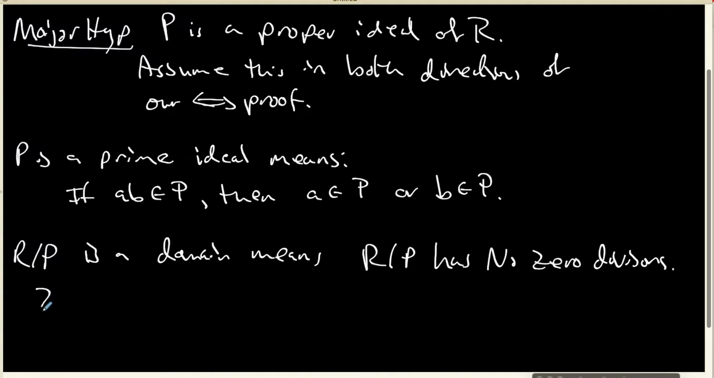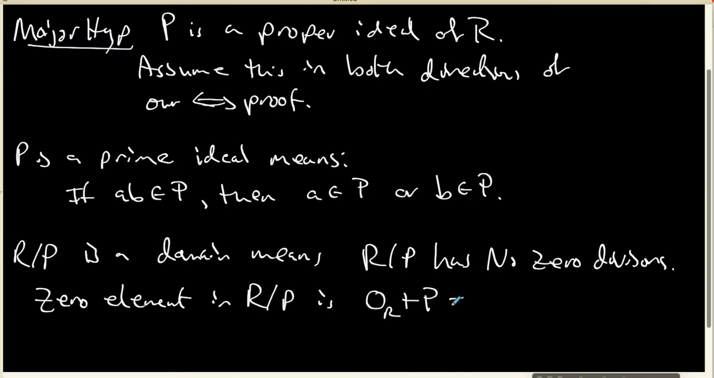So we need to think about what is the zero element. The zero element in R mod P is 0 plus P. But because of coset equality, this can also be written as little p plus P for all little p inside the ideal P. And that's what the zero element is.